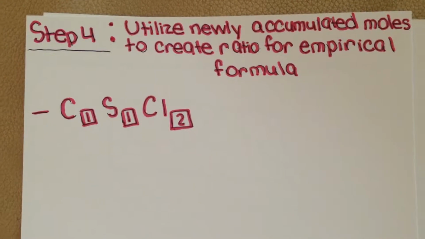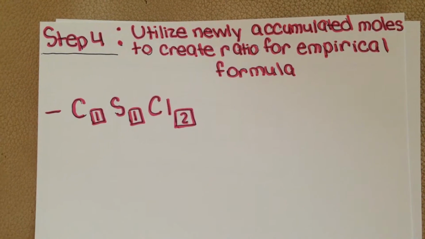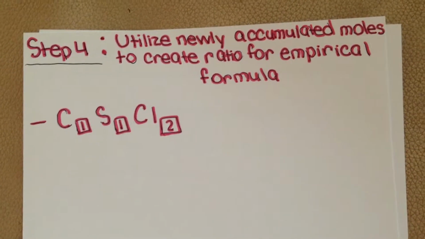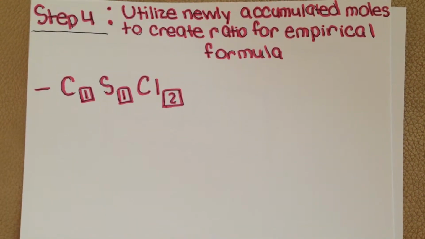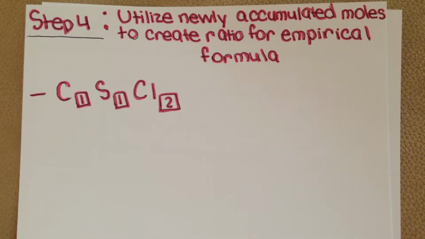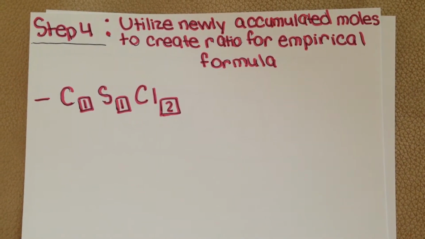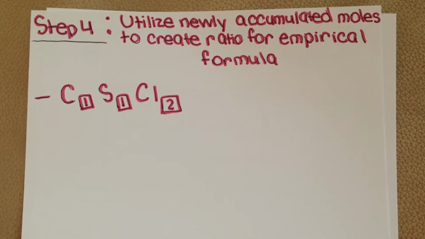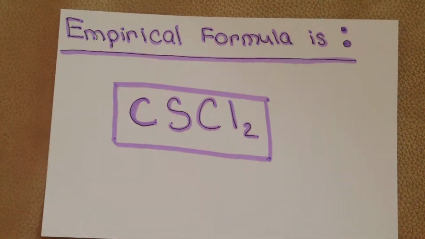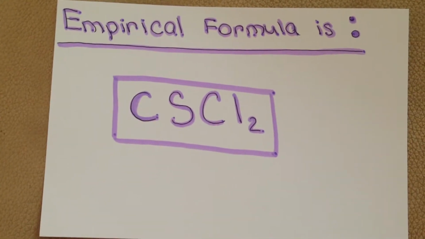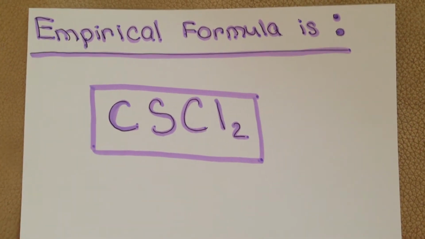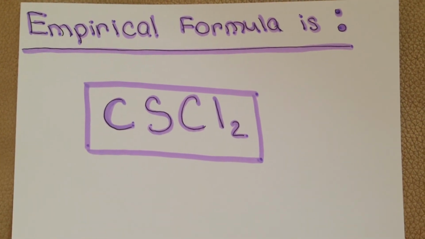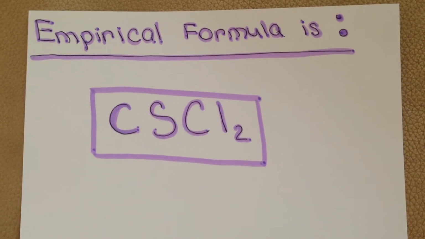For step 4, we utilize the newly accumulated moles to create a ratio for the empirical formula. This ratio would be C1S1Cl2, based on the values that we arrived at in the previous step. Since adding ones is not necessary, the empirical formula becomes CSCl2.